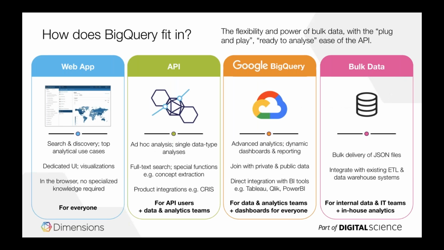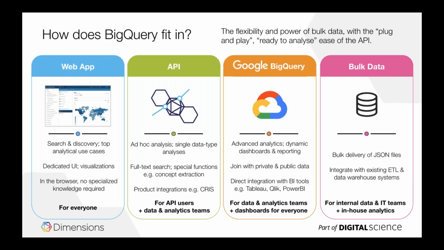So I did mention the family of products we have within Dimensions. This slide just gives you a quick overview of how BigQuery fits in within this family. So of course the web app is our flagship product. It's what you probably go to in order to do some pretty quick search and discovery tasks. It handles a number of top analytical use cases that we know from our customers are very important. Of course, there's a user interface, there's a number of visualizations that come with it, and it doesn't really require any specialized knowledge if you want to use it. So you can actually get up and running pretty quickly with a web application.